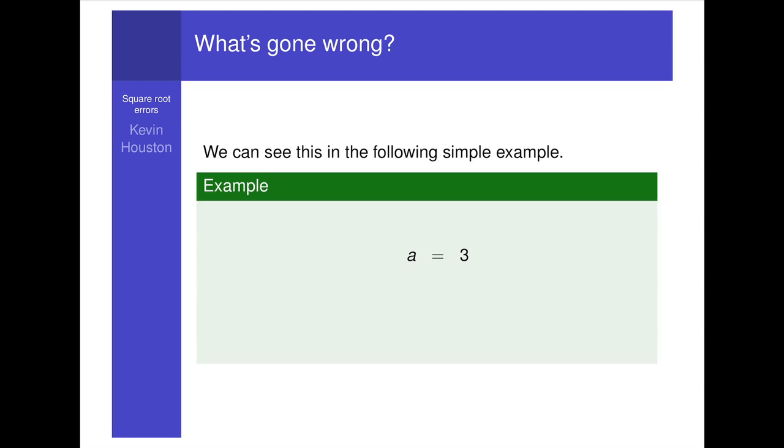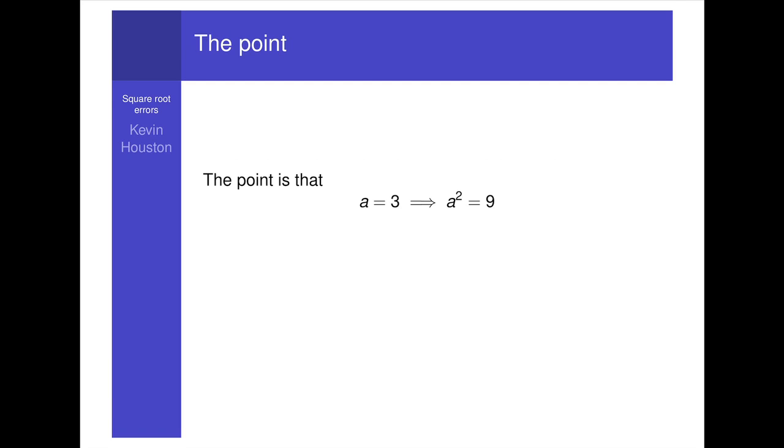a equals 3, a squared equals 9, squaring both sides, a equals plus or minus square root of 9, a equals plus or minus 3. So you can see that we've introduced an extra minus sign somewhere along the way. So the point is that a equals 3 implies that a squared equals 9, but a squared equals 9 does not imply that a equals 3. This shows that we should be careful with our use of implications, and that we should include the implication signs to help clarify our working.